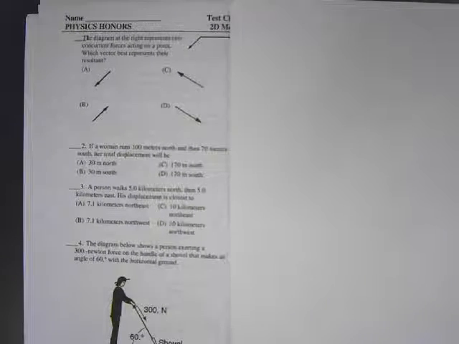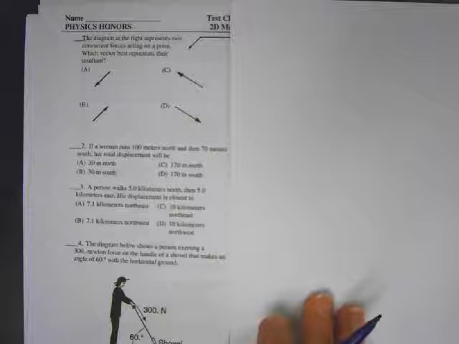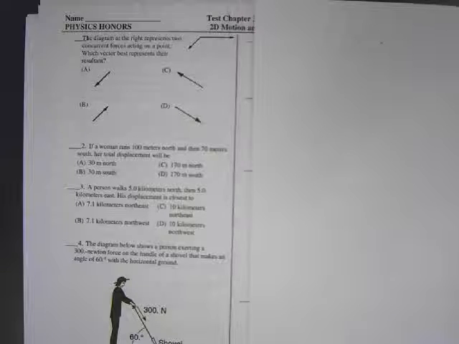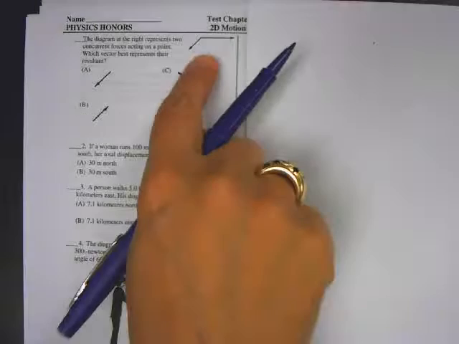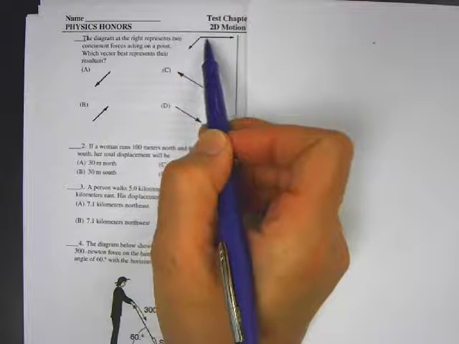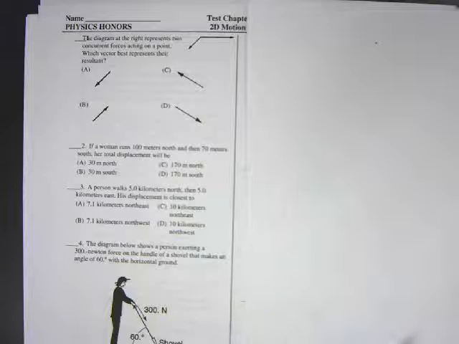So let's start with question number 1. Question number 1 says the diagram at right represents 2 concurrent forces acting on a point. Which vector best represents their resultant? So when we add numbers algebraically, we get something called a sum. When we add vectors, we have to add them vectorially, and we get something called a resultant. So if you look at the picture of these 2 vectors here, this picture shows that these 2 are tail to tail. Okay? But if I want to find the resultant, I have to add them head to tail.